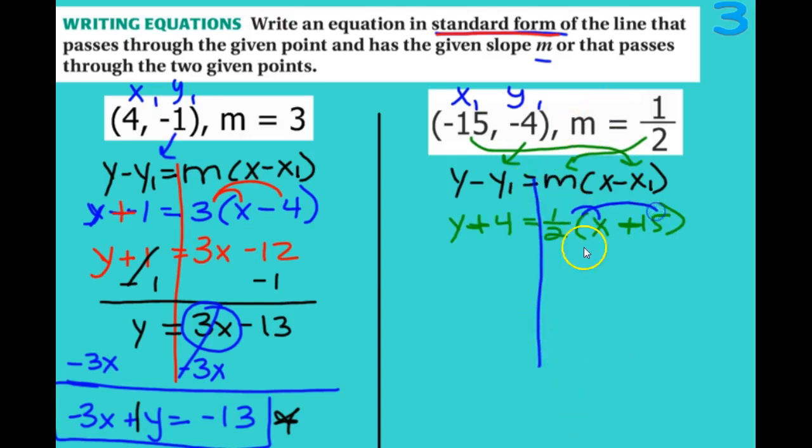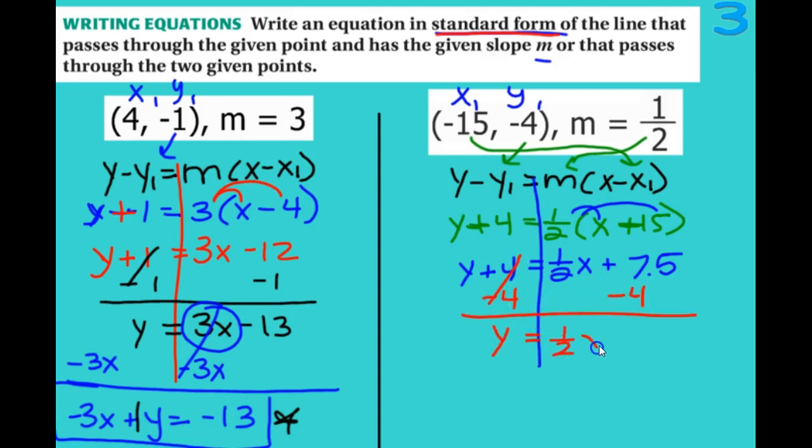So let's distribute, get rid of those parentheses. 1/2 times x is 1/2 x. Half of 15, that's not going to be a nice number. Well, half of 14 is 7, so half of 15 would be 7.5. And then get rid of this 4 to get the y all by itself. Subtract 4. And 7.5 minus 4, well, 7 minus 4 is 3, and we have the 0.5 left over. It's still positive. So that's y equals mx plus b.